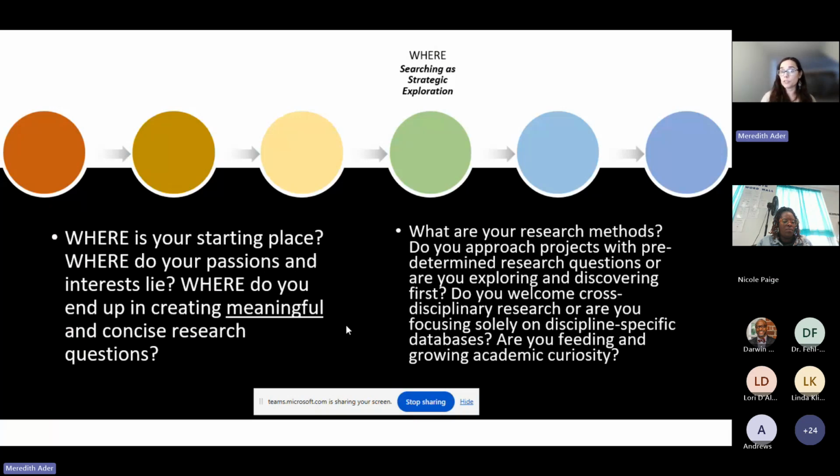So what are those research methods? Are you beginning to understand them? Do you approach projects with predetermined questions, or are you considering, exploring, and discovering first? Do you welcome cross-disciplinary research, or are you falling into a trap of looking at one database because you know that one database really well? Or are you willing to branch out and to recognize that other disciplines may have something authoritative to say about your particular topic?